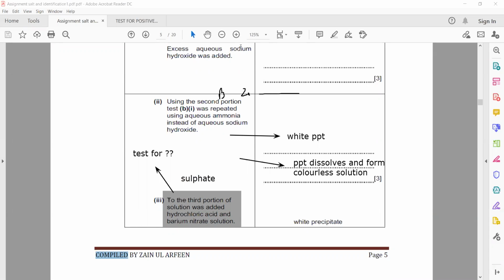So this concludes that B was zinc. You already know it was zinc, but this test indicates that there's a sulfate ion because of the white precipitate. So it is zinc sulfate. So compound B is basically a zinc sulfate salt.